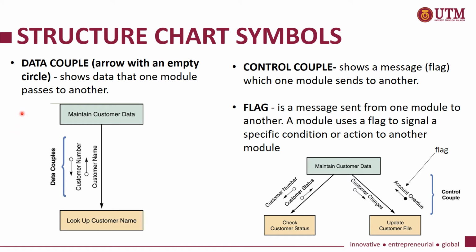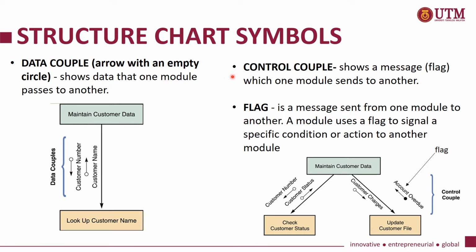Okay, second symbol used in structured chart is data couple. Data couples represent the exchange of data between modules or show data that one module passes to another. They are drawn as open circles with arrows indicating the direction of movement of the data. In the first figure here, we can see that the lookup customer name module exchanges data with the maintain customer data module.